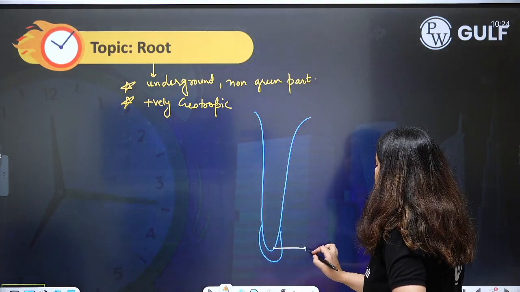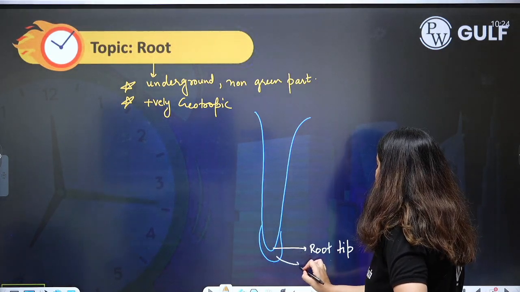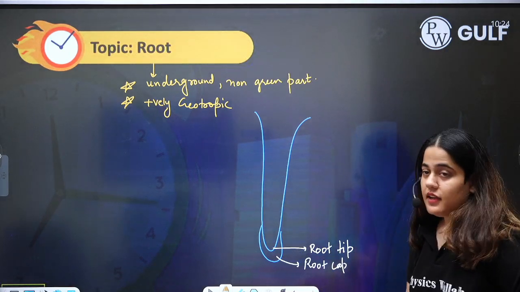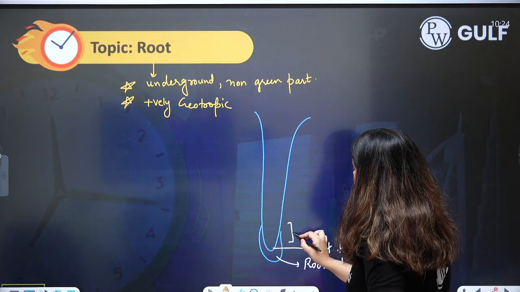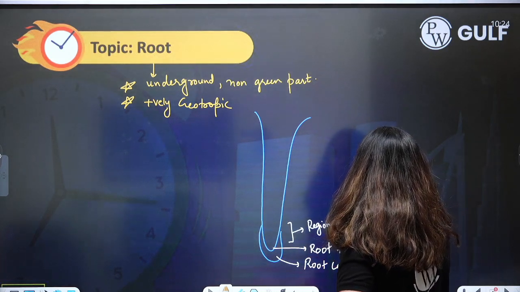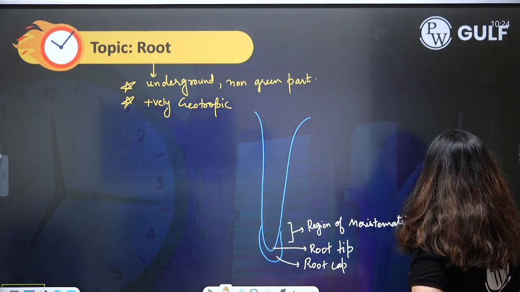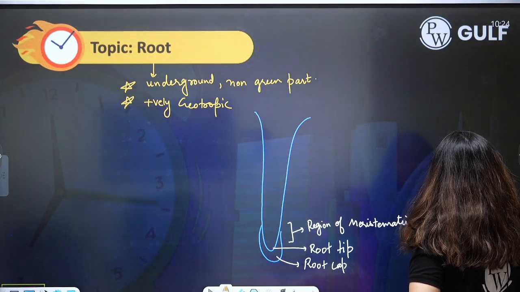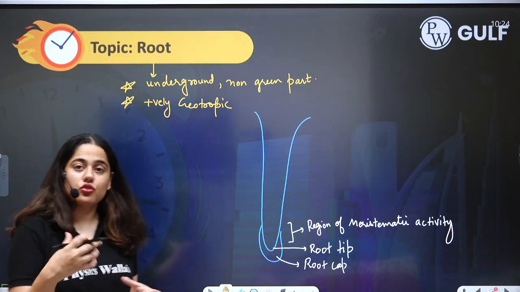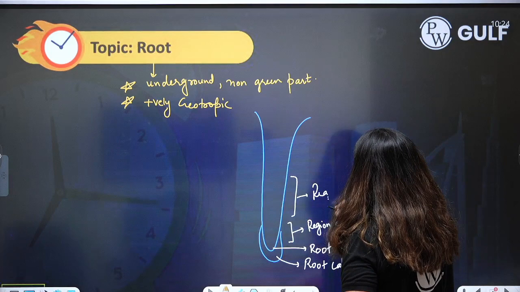This is the root tip. Root tip is protected by a multicellular structure known as root cap, right? Now this region where root tip is present is known as the region of meristematic activity, right? In this region, the cells divide and help the root to grow in length. Then, beta, comes the region of elongation.